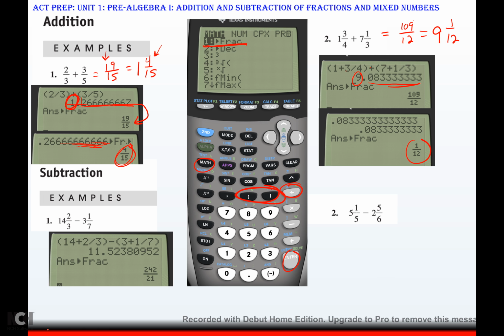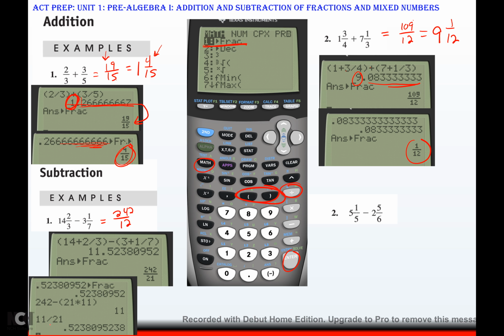Okay? So for 3, I'm going to type in 14 plus 2/3 minus 3 and 1/7, and I get 11.523 blah blah blah. As a decimal, as a fraction, I get 242/12. Top is bigger than the bottom. This tells me it goes 11 whole times, and when I type in the 0.523895 and I try and turn it into a fraction, it gives me the decimal back. And what that means is they didn't give me enough decimal points to figure out what the fractional part was.